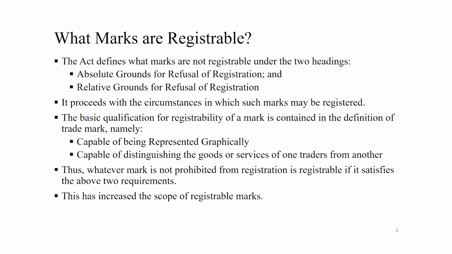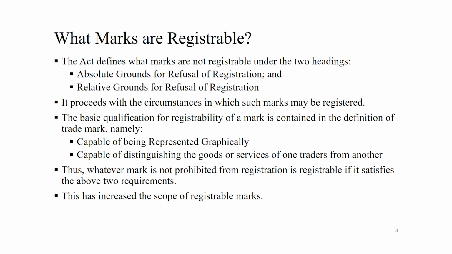Now, let us talk about registration of trademark. As I already mentioned, the Act only tells me what marks are not registrable. It does not give me the list of registrable marks. There are two headings under which it tells me what marks are not registrable. One is absolute grounds for refusal of registration. The second is relative grounds for refusal of registration.